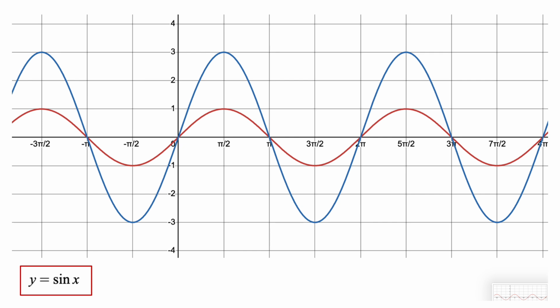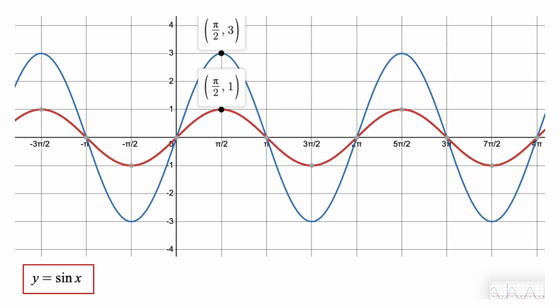There is no phase shift, so the function has not shifted left or right. The midline is still at 0, so the function has not moved up or down any, but it does appear stretched. So I'm going to put in some points here. And if you look, the x values haven't changed, but the y values have changed. They've gone from 1 up to 3. So it appears that it's being stretched by a factor of 3.